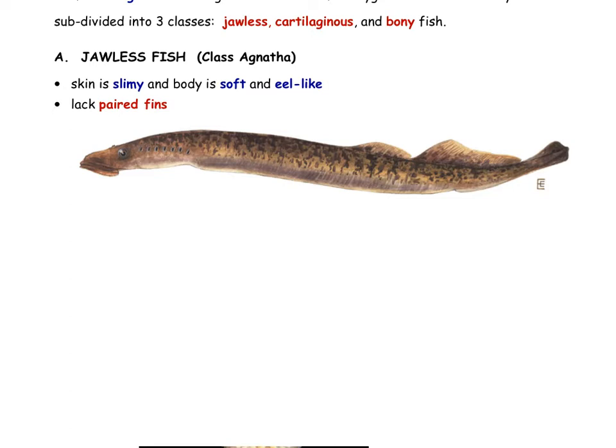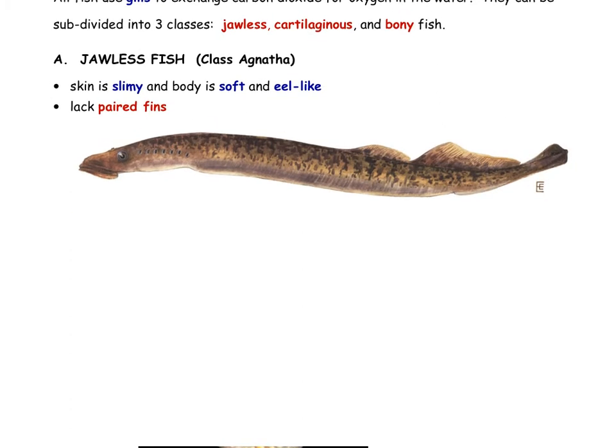But one thing about class Agnatha that we can say is that their skin is going to be slimy, and their body is going to be soft. It's going to feel like an eel, and they're going to lack what we call paired fins. Now, that's not to say that it doesn't have fins. It has fins. They're just not paired fins. So what would paired fins look like? Well, that would be the case where maybe we had a fin on one side of the body and then another one that is the mirror image on the other side. But we are not seeing that here. So those are a couple of characteristics that we see.